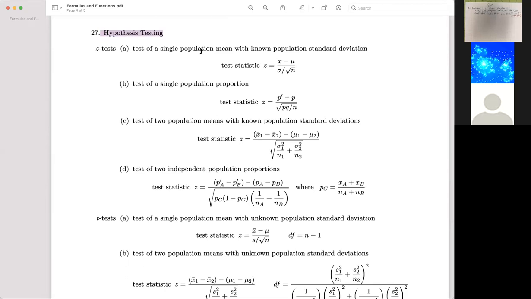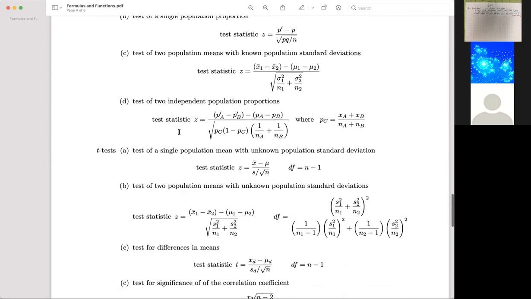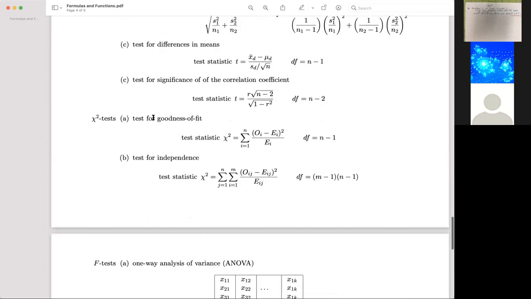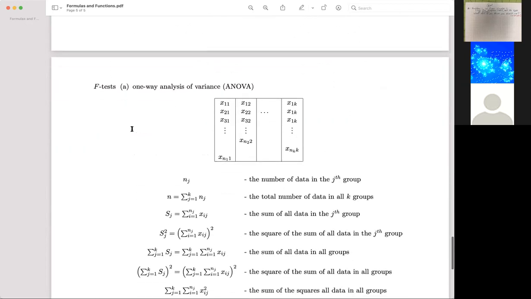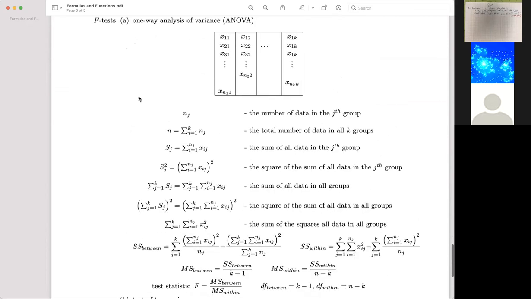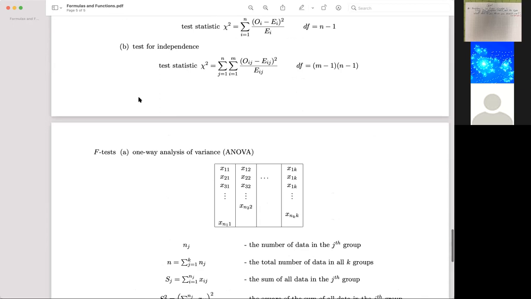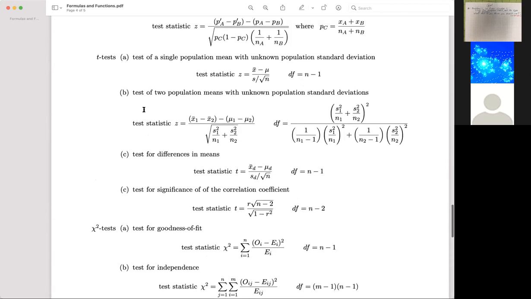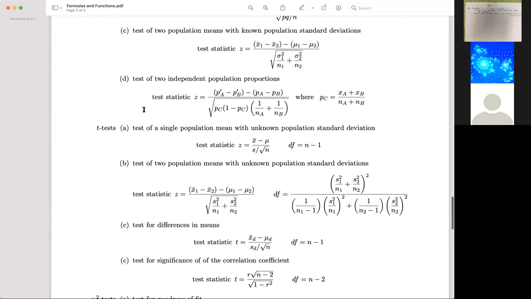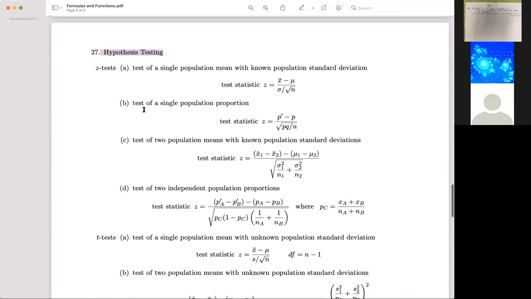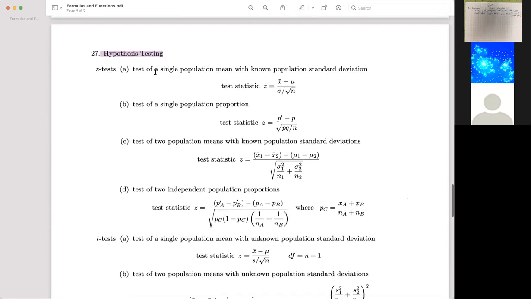Is it the test of a single population mean with known population standard deviation? Well, there is no discussion in this problem about standard deviation, known or unknown. So I'll throw that one out for you. Population proportion, and all these tests: z-test, t-test, chi-squared test, and most recently, F-tests. So I'm trying to count here. We had tests of two variances, two F-tests, two chi-squared tests, that's four; T-tests, that's eight; four Z-tests. So we have at least 12 hypothesis tests.